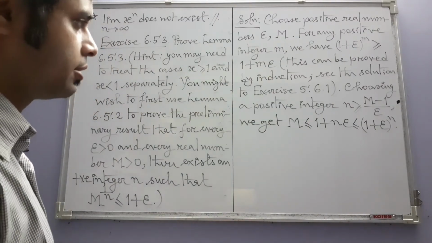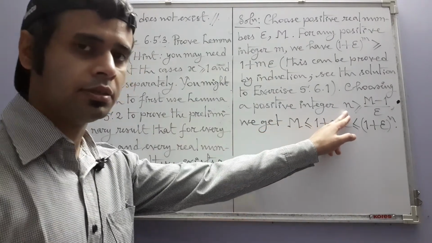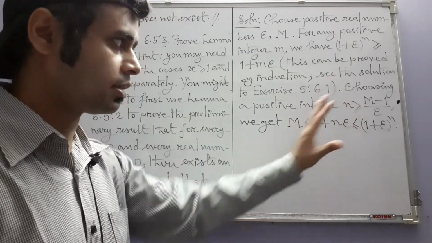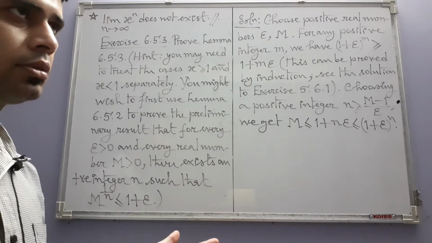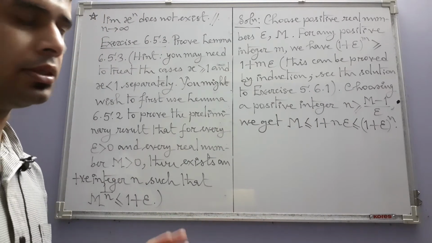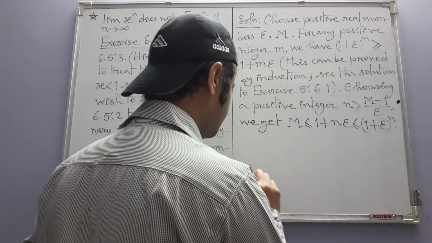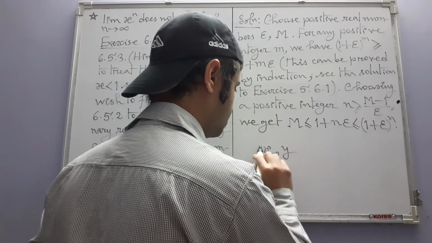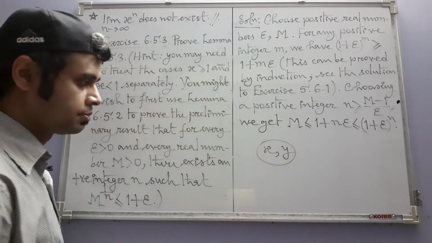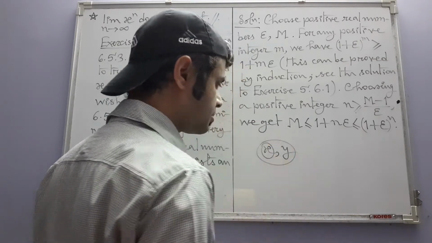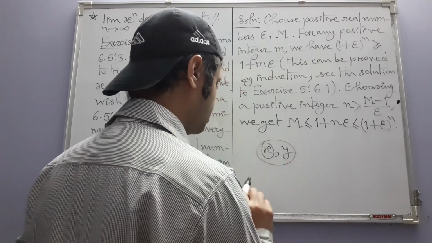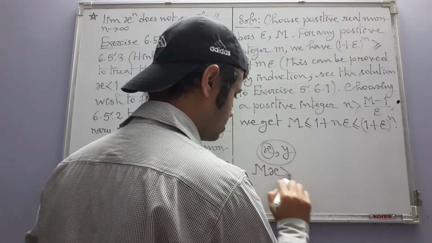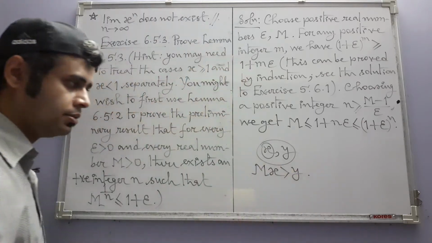But there is another question: can we choose such a positive integer? If so, why? The reason is the Archimedean principle. I think we have already proved the Archimedean principle, which is this: if you have two real numbers, of which x is positive, then you can always find a positive integer m such that mx is greater than y.